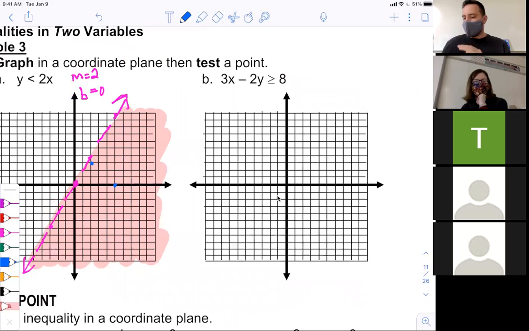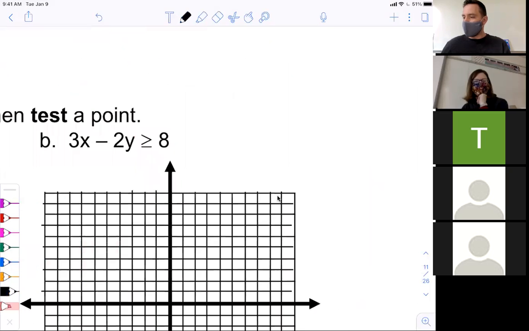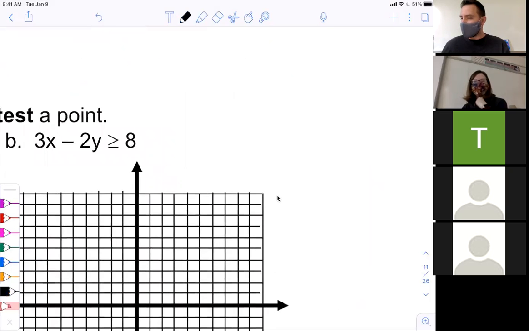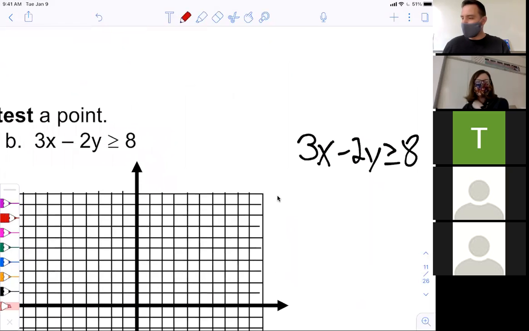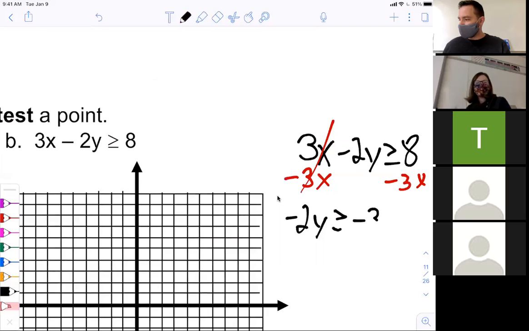So this one's a little bit more complicated because we have to solve for y first. So I'm going to rewrite the equation, and then we'll solve for y. The first step would be to subtract over 3x. And then we would divide by -2.